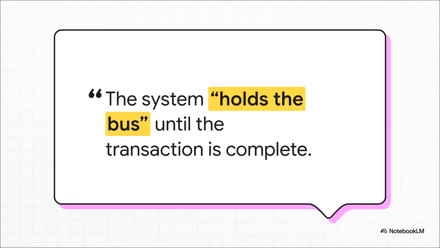Yeah, this quote really nails it. The system holds the bus. The bus is like the main data highway in your computer. And the swap instruction basically puts up roadblocks until its transaction is done. And this is crucial for preventing something called a race condition. That's when two different programs try to change the same piece of data at the exact same time, which, as you can imagine, leads to total chaos.